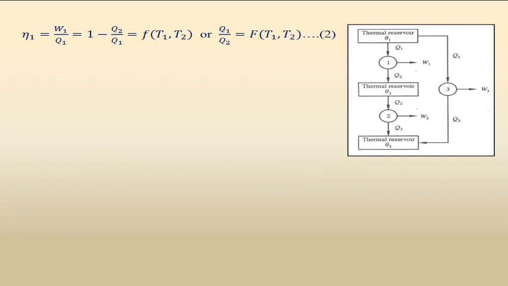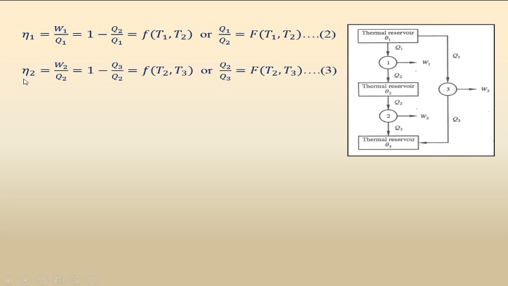Now we will write down the efficiency equations. The efficiency of the first engine is given by eta 1 equals W1 by Q1, that is equal to 1 minus Q2 by Q1, which is a function of the two temperatures, a function of T1 and T2. Now if you rewrite this equation, taking a rearrangement of the functions and then a reciprocal, Q1 by Q2 is equal to some capital F, another function of the two temperatures between which that engine is working.